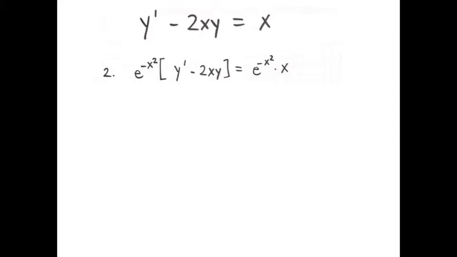After you've created your integrating factor, you can move on to step 2. The next step would be to multiply both sides of the equation by your integrating factor. In this case, that's e to the negative x squared. You want to multiply that on the left side of the equal sign and again on the right side of the equal sign. After distributing, it would look like this.